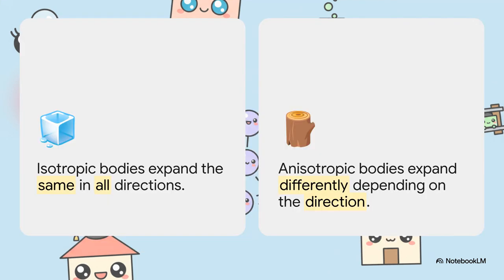But here's a wrinkle. Not everything expands in a nice, neat, uniform way. As you can see here, there's a really key distinction. You have isotropic materials, like a simple block of metal, that expand equally in all directions. But then you have anisotropic materials. Think of a piece of wood. It's going to expand way more along the grain than it does against it. And that's a super critical detail for anyone who's trying to build something.